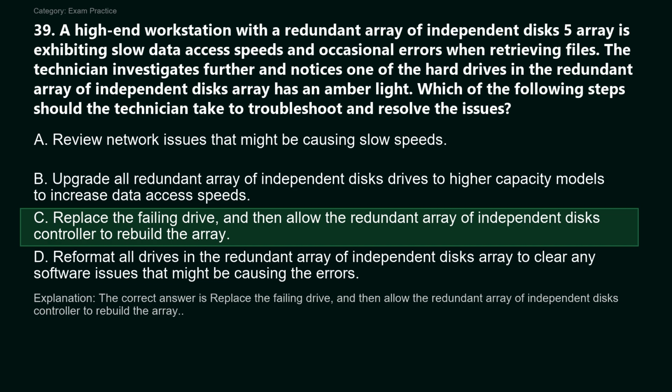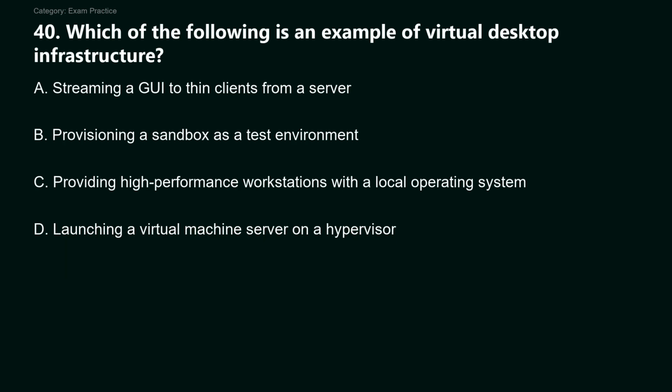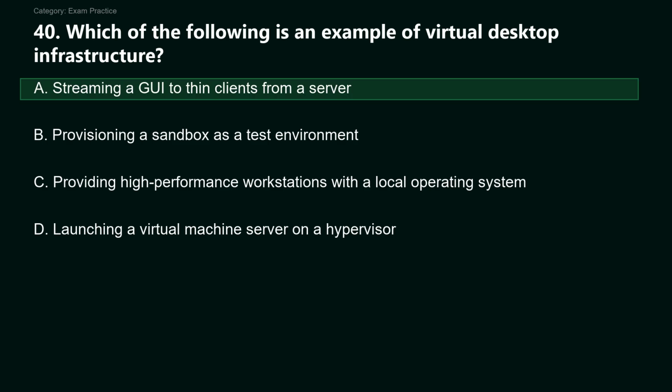Question 40. Which of the following is an example of virtual desktop infrastructure? Option A, streaming a GUI to thin clients from a server. Option B, provisioning a sandbox as a test environment. Option C, providing high-performance workstations with a local operating system. Option D, launching a virtual machine server on a hypervisor. The correct answer is option A, streaming a GUI to thin clients from a server.